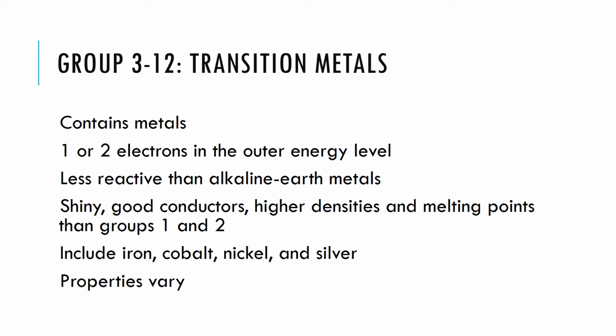But because they're metals, they are shiny, they're good conductors, and they have higher densities and higher melting points than group 1 and 2, so it takes more heat for them to melt. Examples of elements in this group are iron, cobalt, nickel, silver, and gold, but the properties are going to vary because they're not following quite the same trend as some of those independent groups we're talking about.